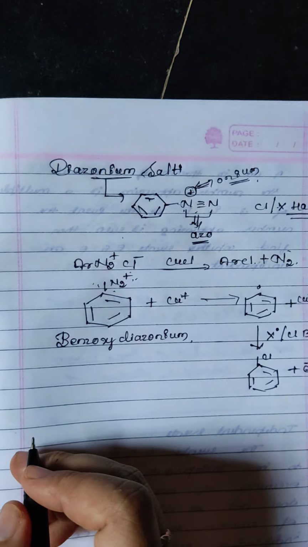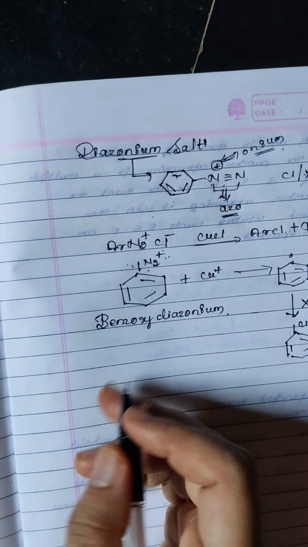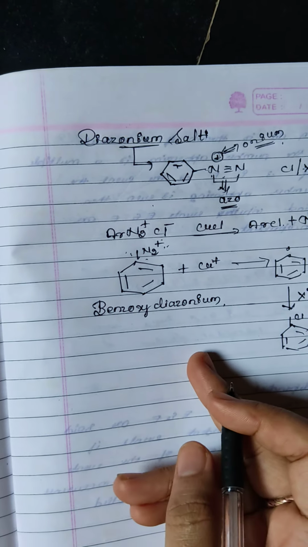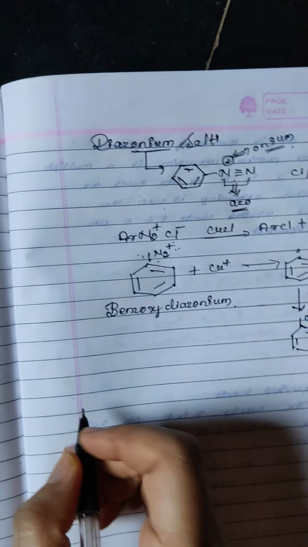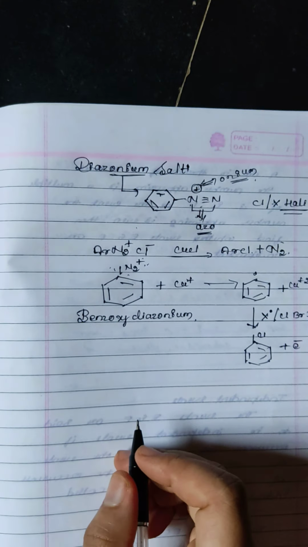The next example is the Fenton reaction. First, understand simply the redox reaction: the first one is the Sandmeyer reaction, the second one is the Pentosol reaction.